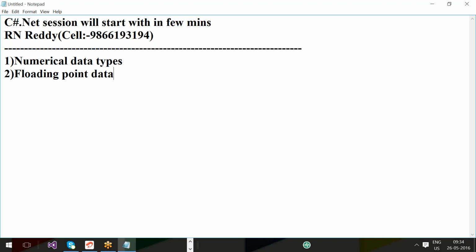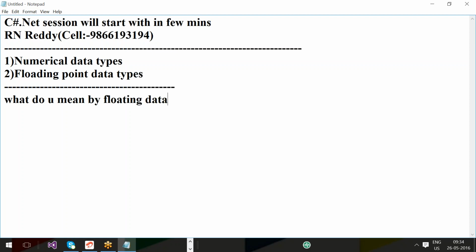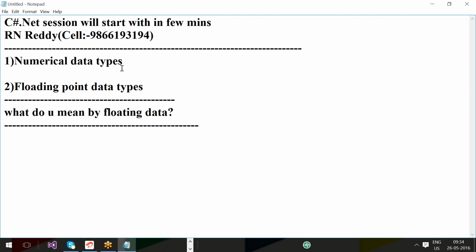Now today we are going to discuss floating point data types. Here we have to understand what we mean by floating data. Last class we discussed numerical data types. Now we are going to discuss floating point data types. So what do you mean by floating data? Neha, what do you mean by floating data?